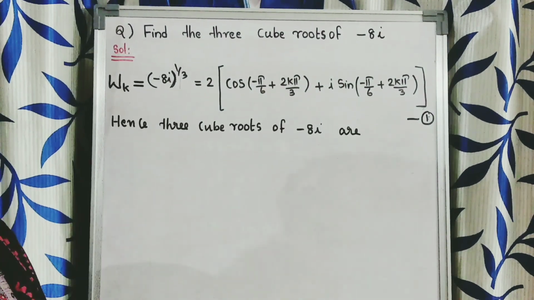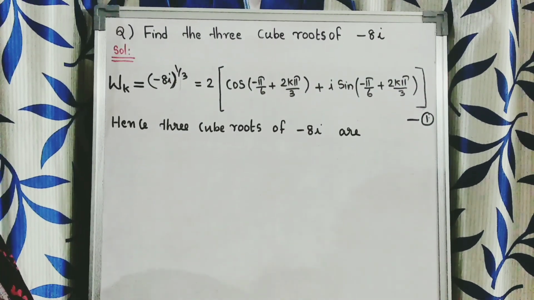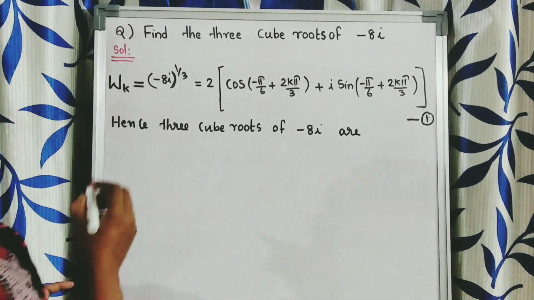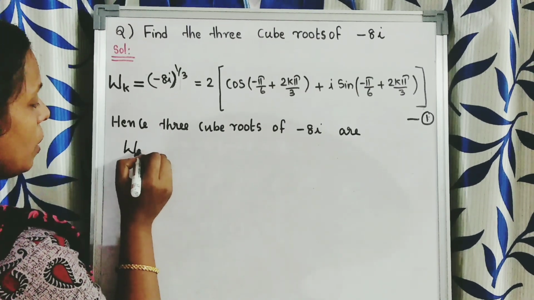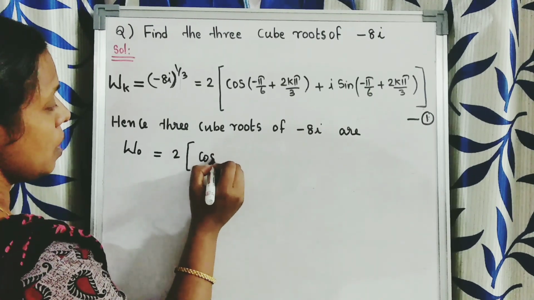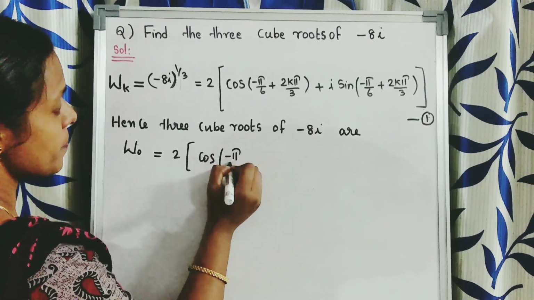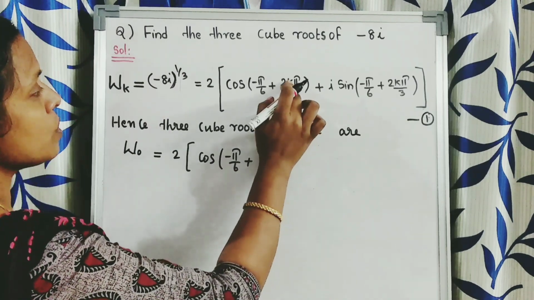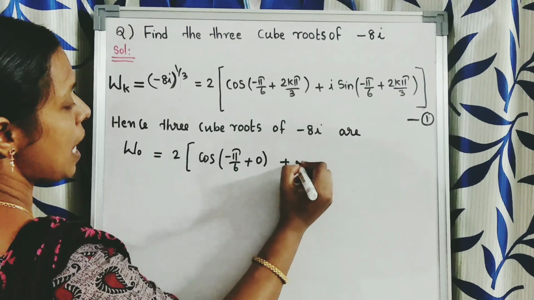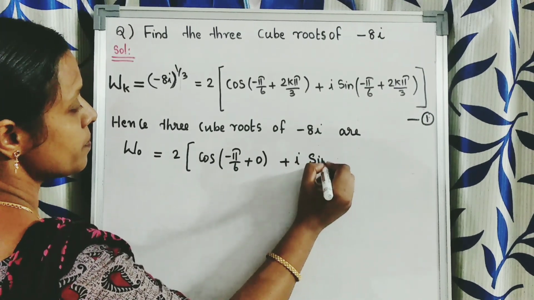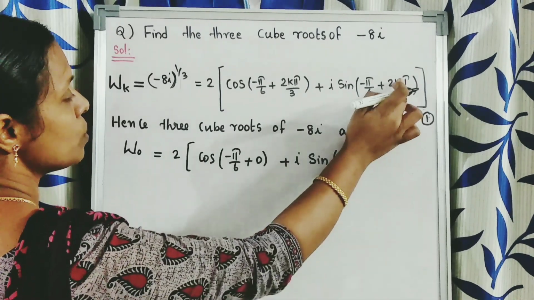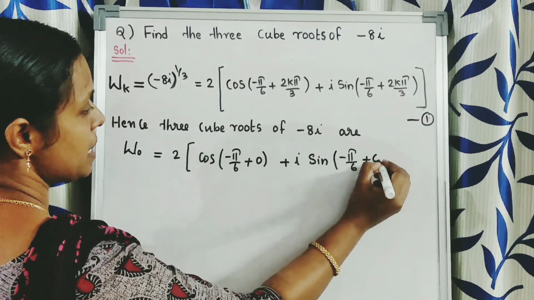Hence, the 3 cube roots of negative 8i are as follows. Putting k equal to 0 in equation 1, we get omega 0. Omega 0 is equal to 2 into cos of negative pi by 6 plus, here k equal to 0, then it becomes 0, plus 0, plus i into sine of negative pi by 6 plus, putting k equal to 0 here, we get 0 plus 0.